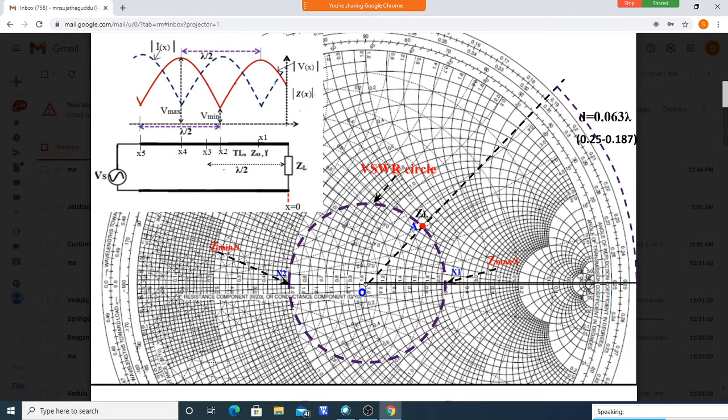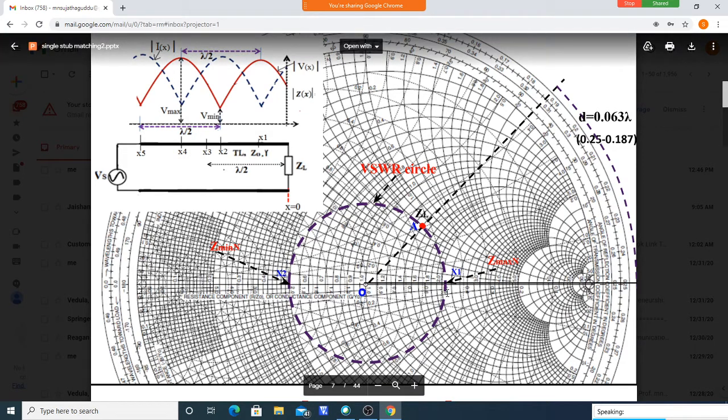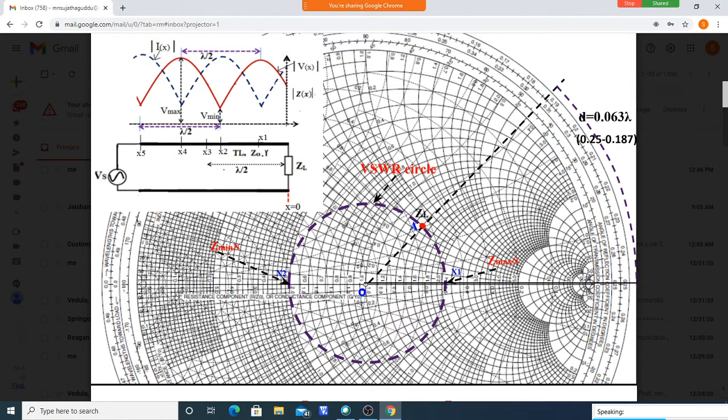Here the VSWR circle cuts the left side of the Smith chart, this horizontal line. At this position you read the impedance. This impedance is always the minimum impedance. It is only the lower value of impedance that we can observe on the VSWR circle. The maximum value you will observe here. Similarly, the minimum value you will observe only at this position. So that is the minima position.